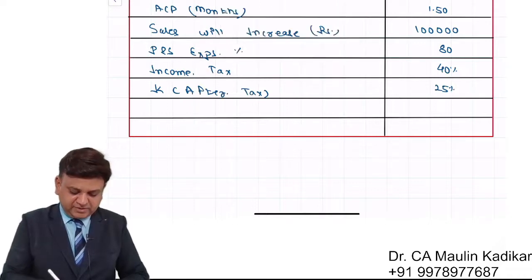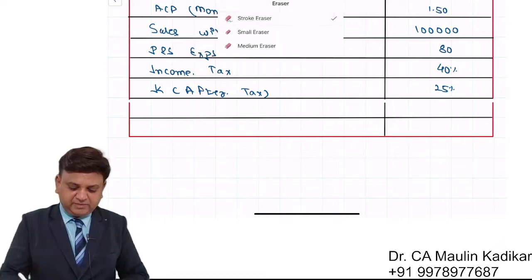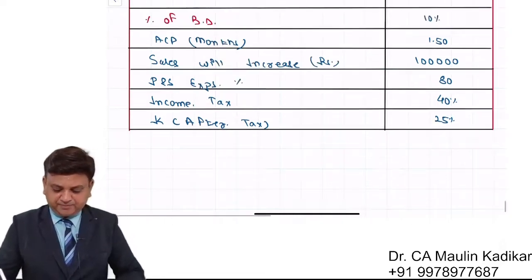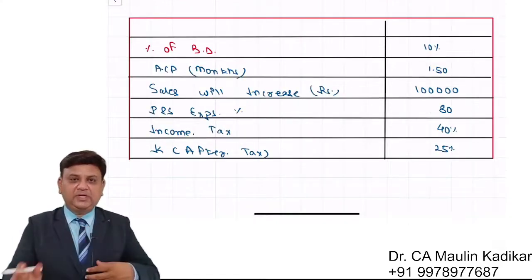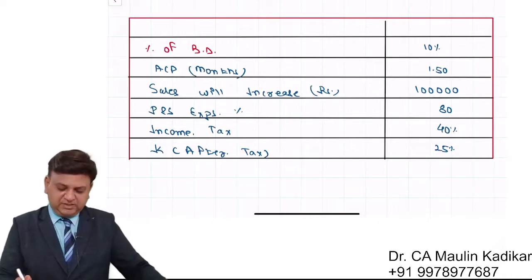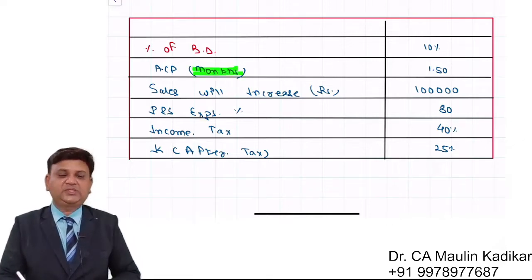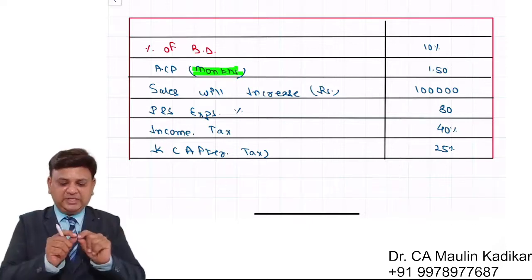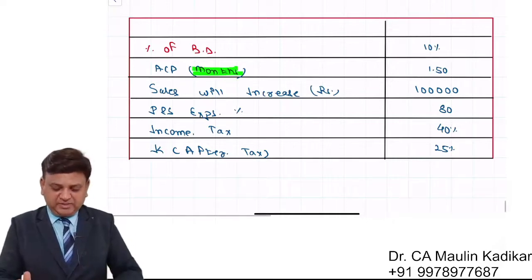The first part of the question says that you are required to decide whether you should accept the sales manager's proposal or not. Dear students, the first thing I would like to tell you is to be a little bit careful and apply some common sense. The average collection period in this question has been provided in months, so when we compute the carrying cost in the division, we will take 12 months. That is where you have to apply common sense.